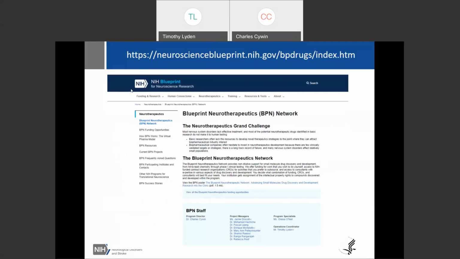We have a lot of information on our website, and I encourage you, even after today, to look at our website. You'll see it has information about how to contact any of us, how to find the funding opportunities, and how the models work. If you want to know who's on our consultant list, or who's on our external oversight committee, all of that's listed here under these BPN resources.